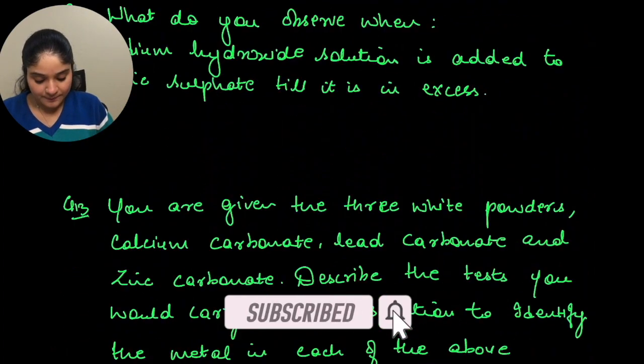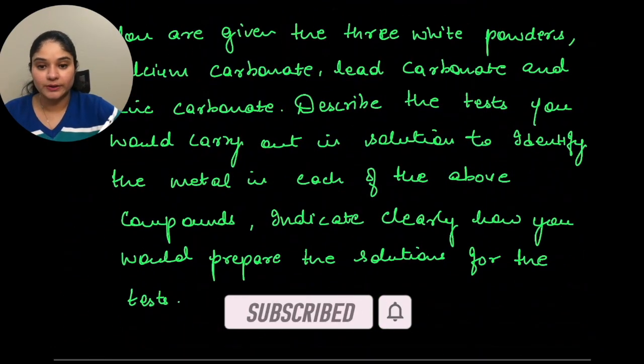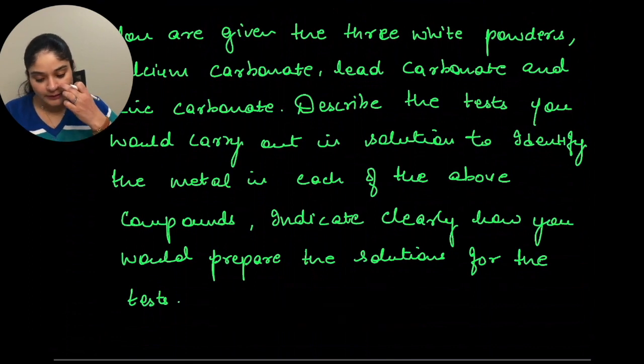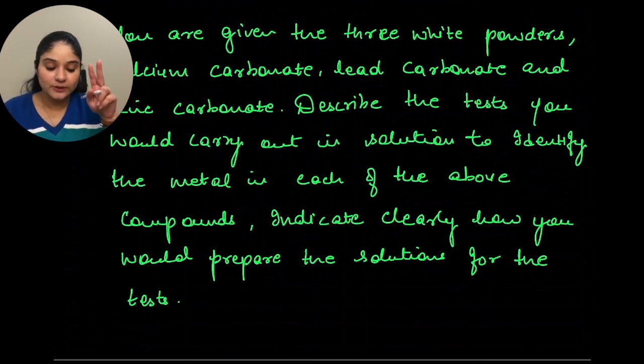So that's done. Let's move ahead to question number 13. In this case, what would happen is calcium carbonate dissolves in dilute nitric acid. So to the clear solution, when ammonium hydroxide is added, there is no visible reaction. That is what you will mention for calcium carbonate.